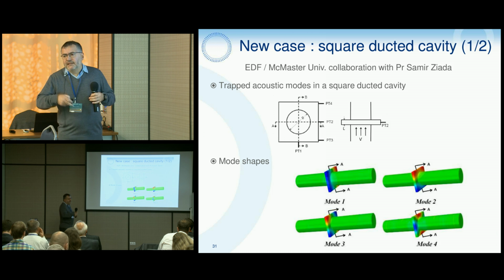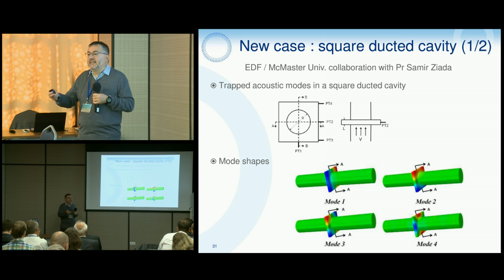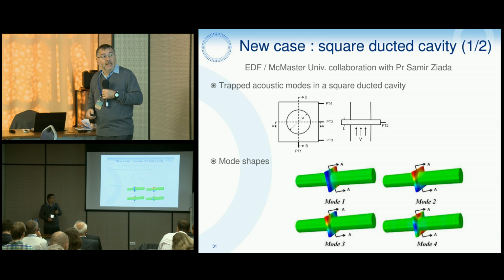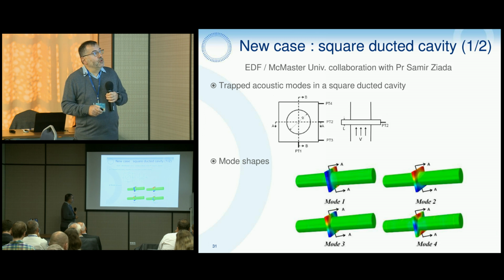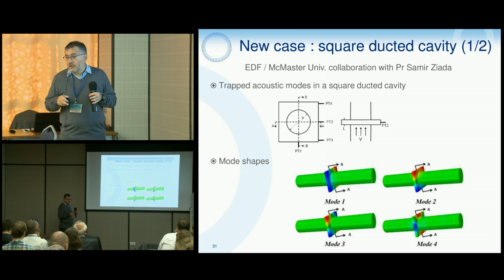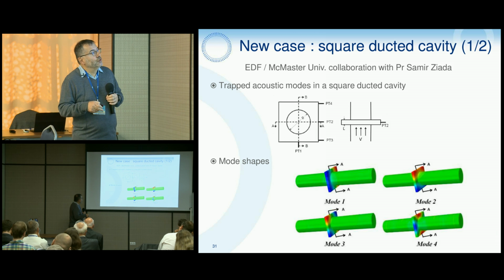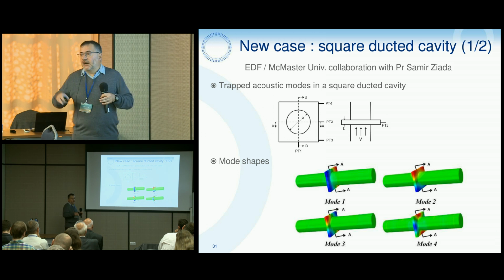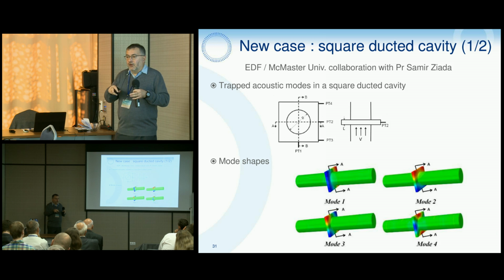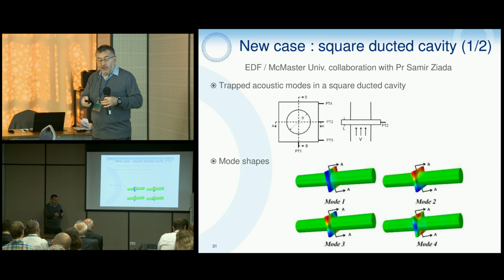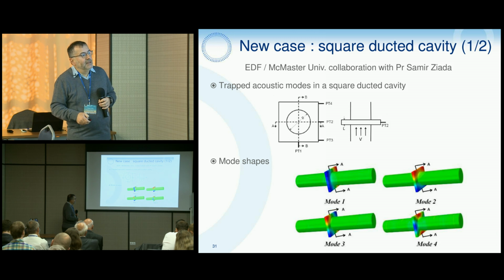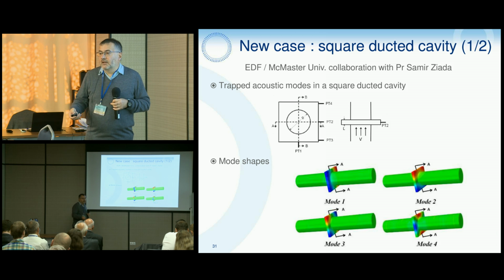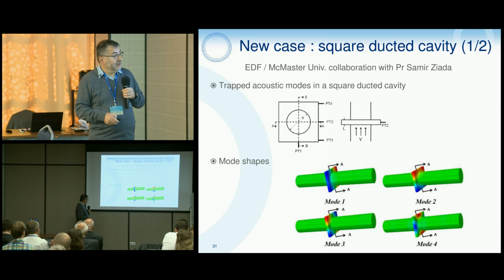In fact, it's a generalization of the cavity problem I showed at the beginning. But now the situation is a little more complex, because now we have a round duct, a cylindrical duct, connected to a square cavity. So now the shear layer is a cylindrical shear layer connected to the different modes that can appear in the cavity. These modes here have been calculated with classical finite element acoustic software.